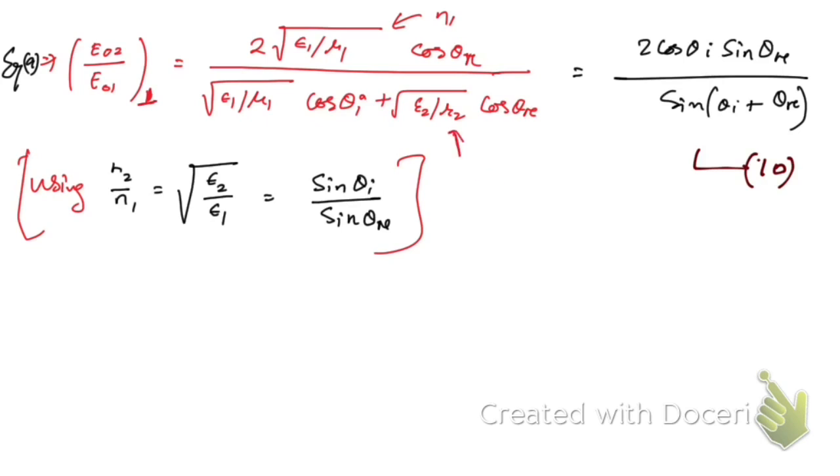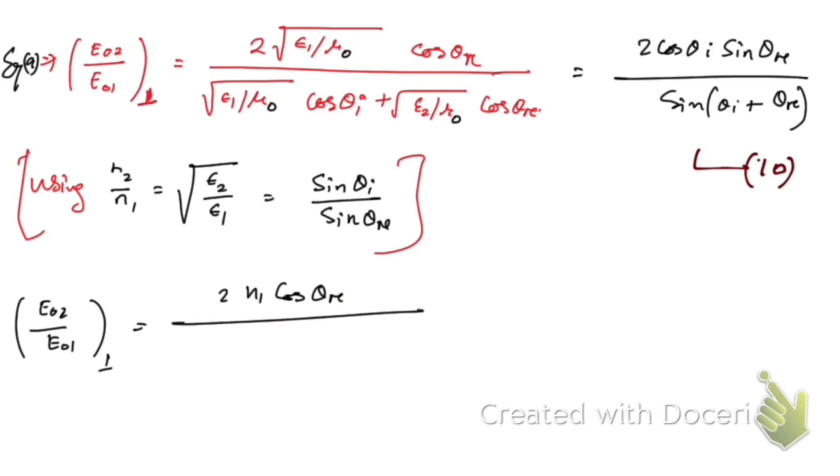When you see, if we replace... So if we replace mu1 mu2 by mu naught, as I have considered, let me replace this mu1 mu2 by mu naught. Then this equation number 9, E naught 2 by E naught 1, that's going to give you 2 n1 cos theta r divided by n1 cos theta I plus n2 cos theta r, right?